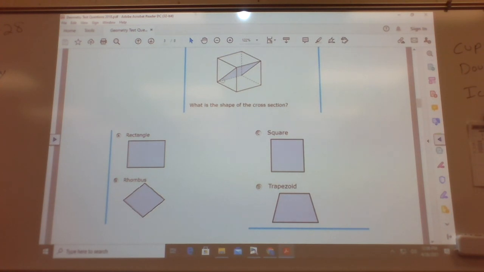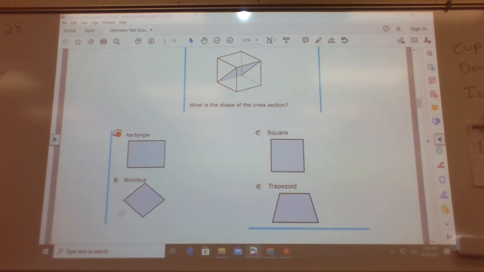So this shaded space, which is the cross section, is what shape? Rectangle, rhombus, square, trapezoid. Which shape is this shaded spot? That's what a lot of people have said, but it's not a square, not a rhombus. It is a rectangle. Let me explain why it's a rectangle. A square and a rhombus have to have equal sides.